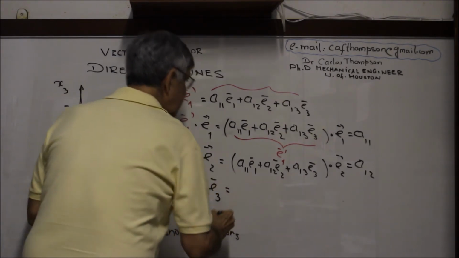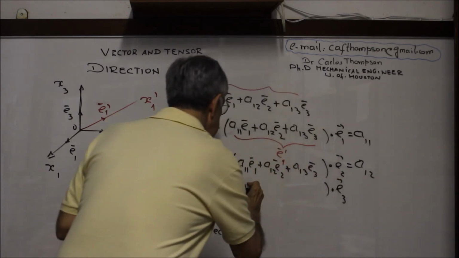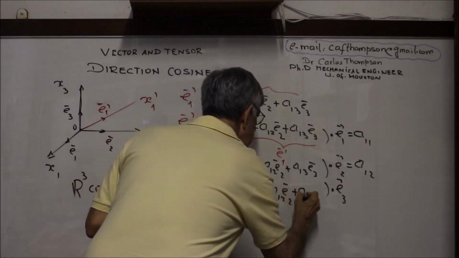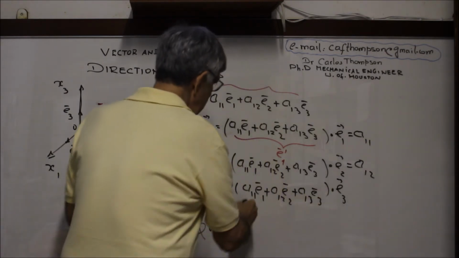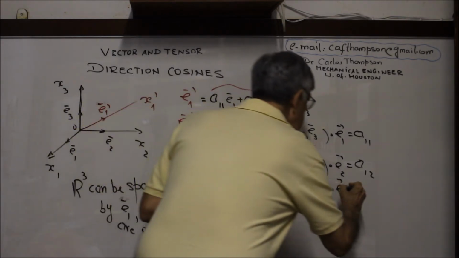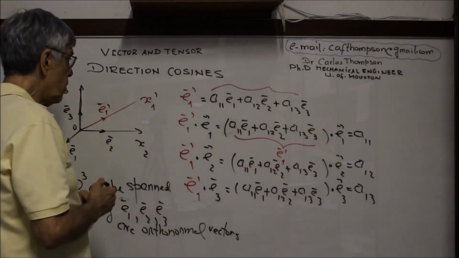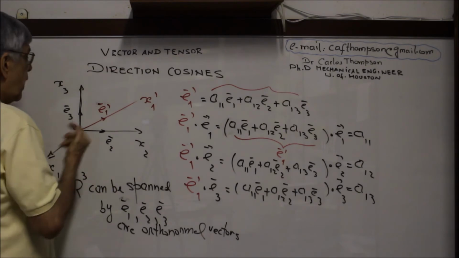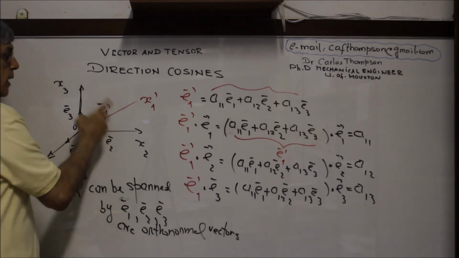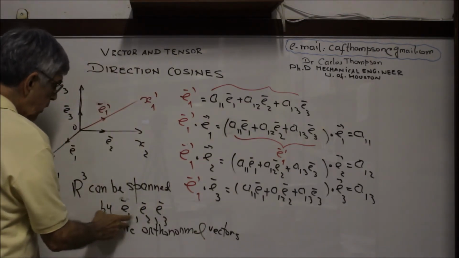E3. This is equal, I'll repeat this, dot E3. This is A11 E1 plus A12 E2 plus A13 E3. This dot this is 0, E2 dot E3 is 0, E3 dot E3 is 1. So this is A13. Now we know that the unit vector E1 prime can be written as a linear combination of E1, E2, and E3.